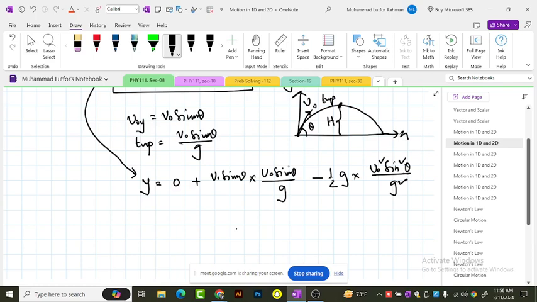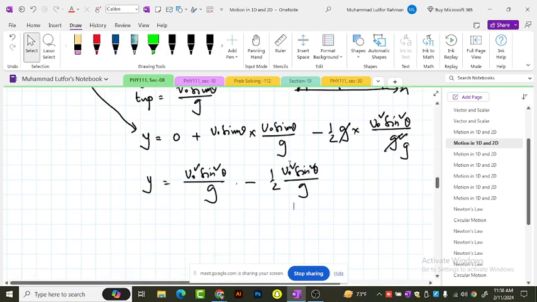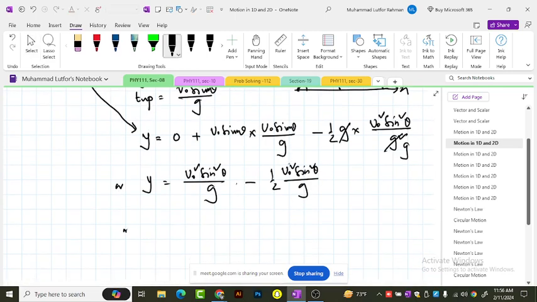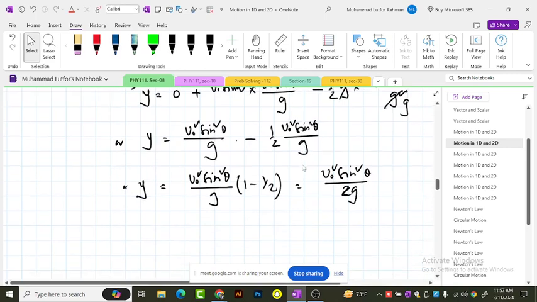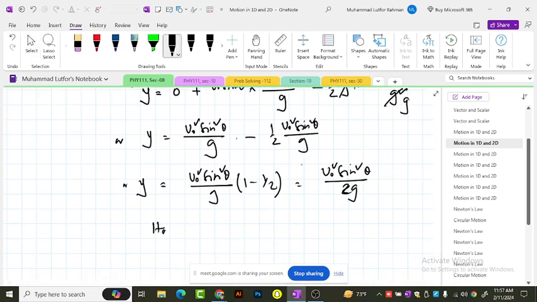So then look at this, you can cancel one g from there, and you will find this y is simply v naught square sine square theta divided by g, minus half of v naught square sine square theta divided by g, right? Then I'll find out this y should be over here. You can factor out v naught square sine square theta divided by g. You can factor out, it would be 1 minus half, which means it would be simply v naught square sine square theta divided by twice g. That's the formula you call H max, right?